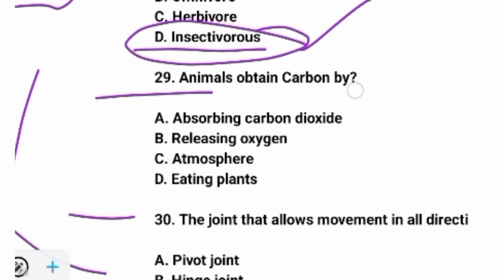So the next one is animals obtain carbon by dash. The first one is absorbing carbon dioxide. Human beings cannot absorb carbon dioxide. We only give out carbon dioxide during the respiration process. So this one cannot be the answer. The next one is releasing oxygen. We don't release oxygen. We absorb oxygen during breathing. So this one is wrong. Obtain carbon from the atmosphere, wrong. So it's basically from plants.